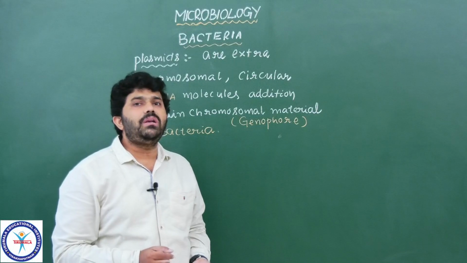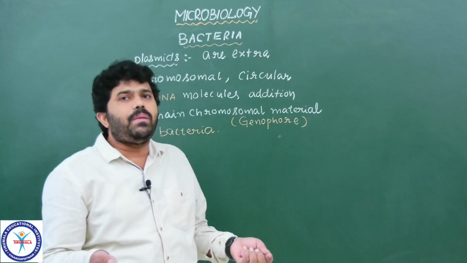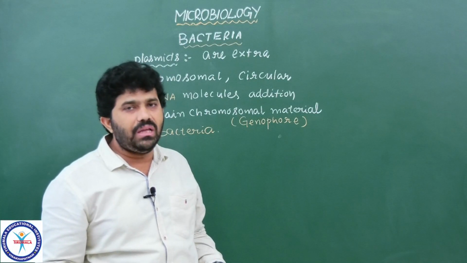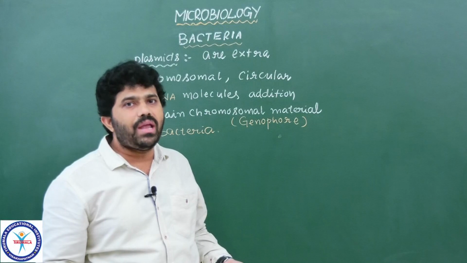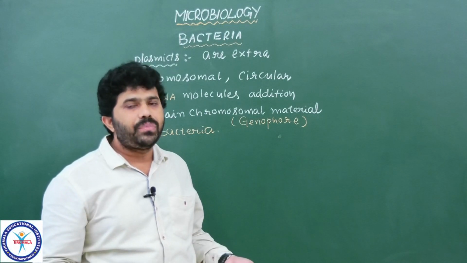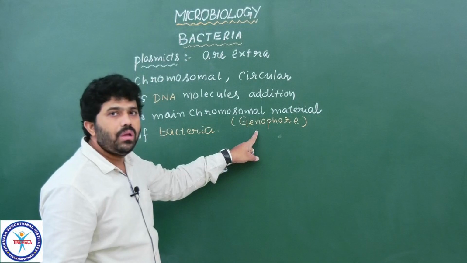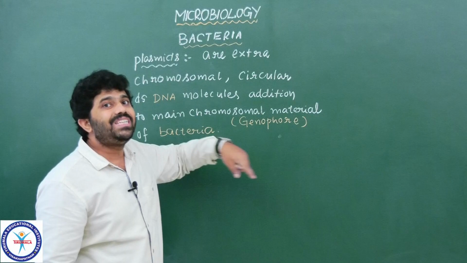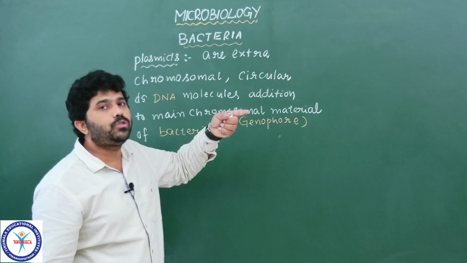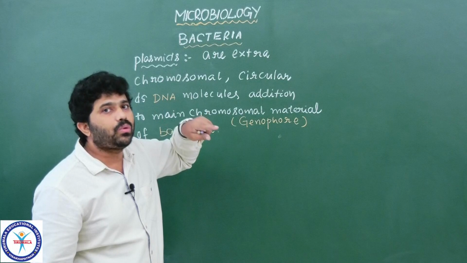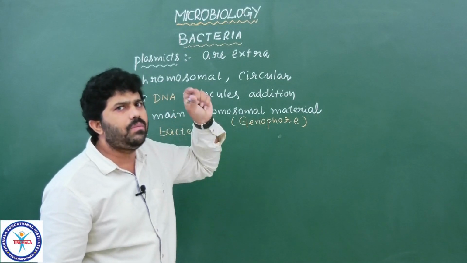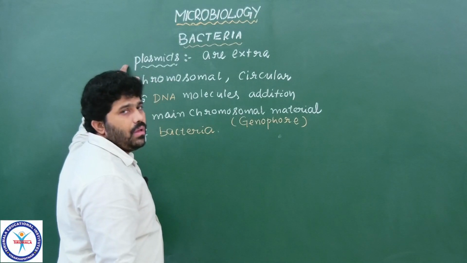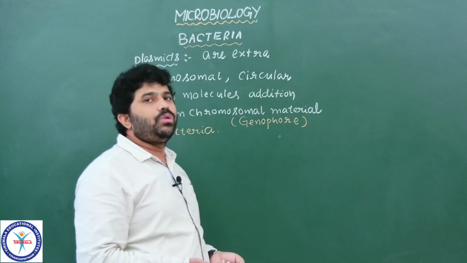In bacteria, no genetic material is covered by a nuclear membrane. They are naked. The main genetic material is called the genophore. Nearby or outside the genophore, we have additional extra chromosomal material in the form of small circular dsDNA molecules. Those are called plasmids. Please remember. Then what is the use of these plasmids to the bacteria?